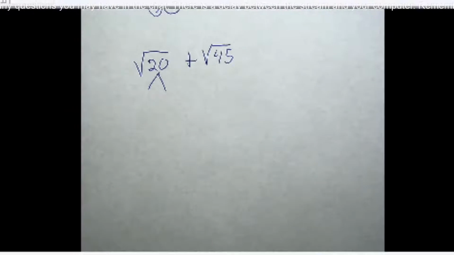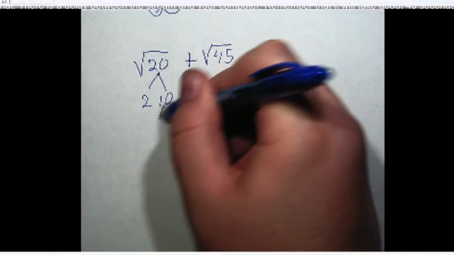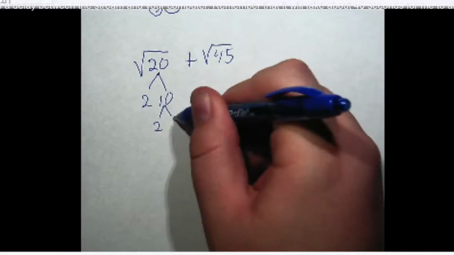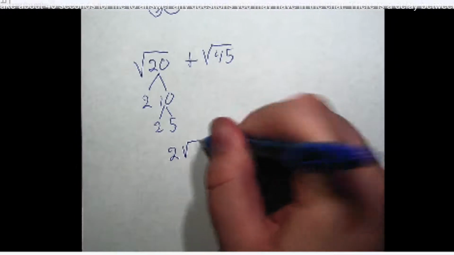So 20 is what two numbers? 2 and 10. Okay, so using these factors, give me the simplified form. 2 square root of 5. Good.